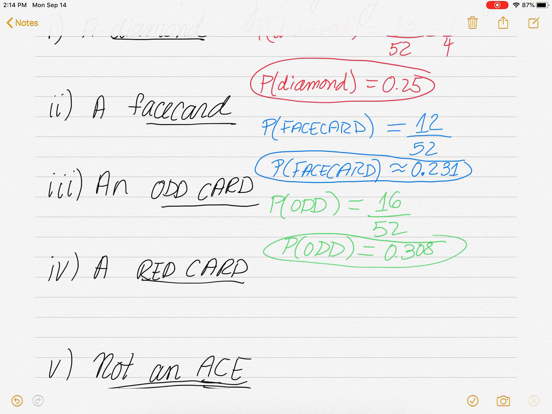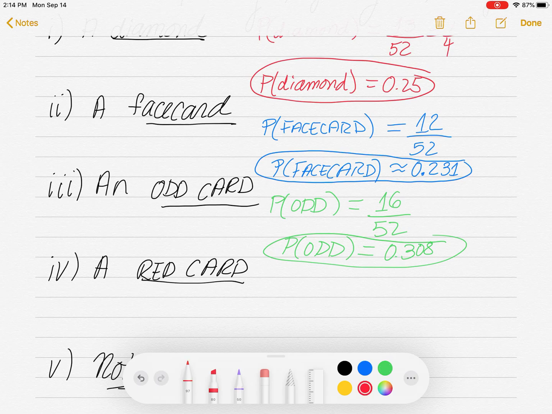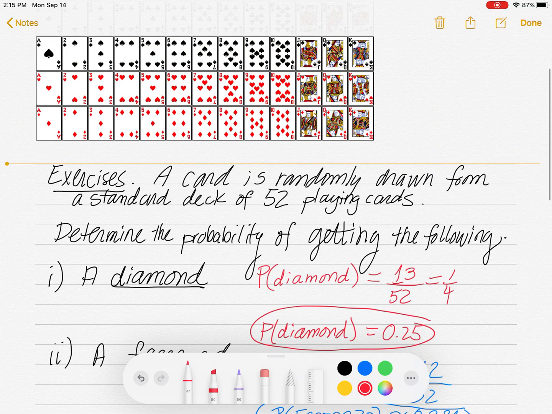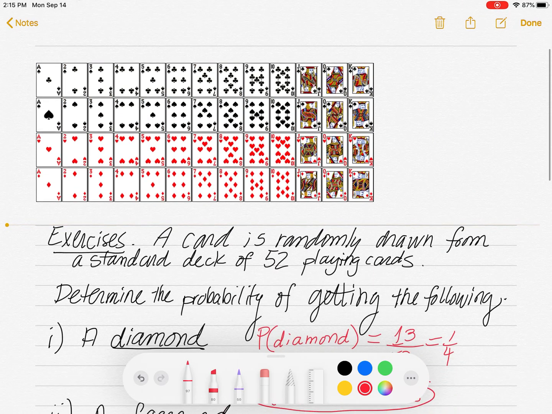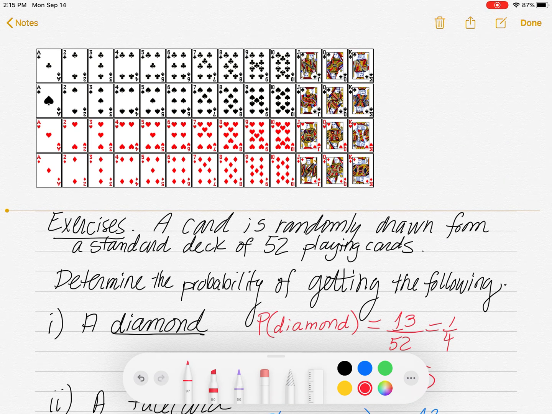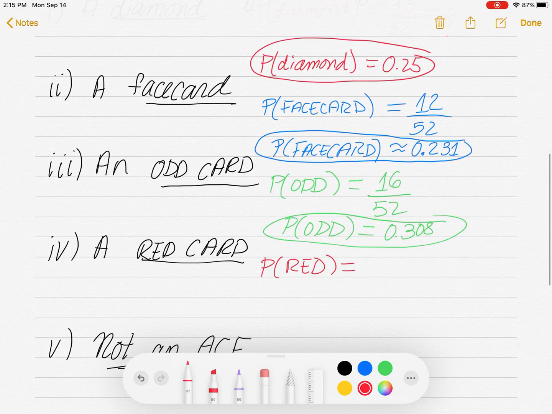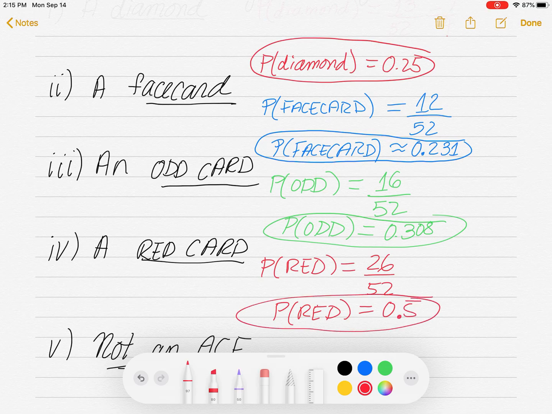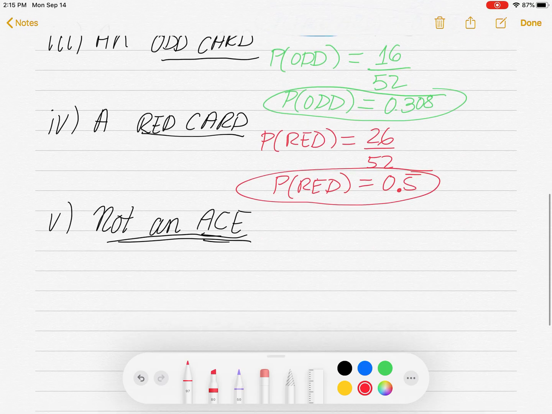Okay. How about the probability of a red card? So how many red cards are there? Well, you've got all your hearts and all your diamonds. That's 13 and 13. That's 26, right? 26 out of a total of 52 cards. You take 26 divided by 52, and you get 0.5. Right, half of the cards are red, so it makes sense. You get a 50% chance of getting a red card.